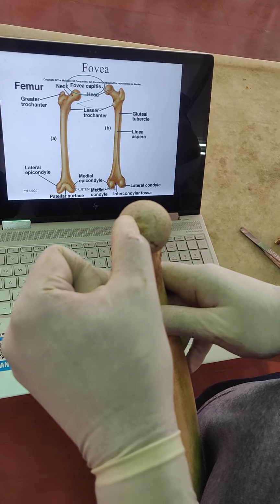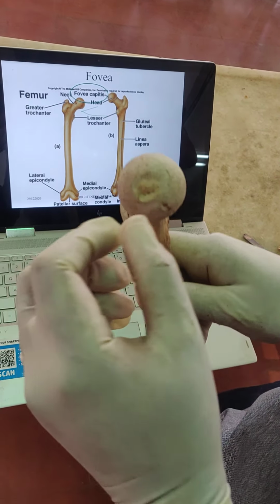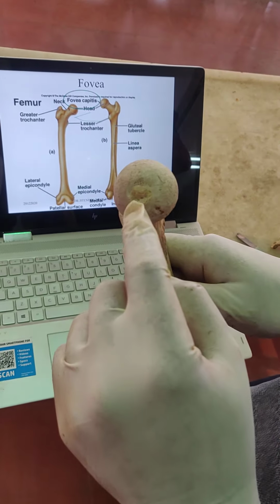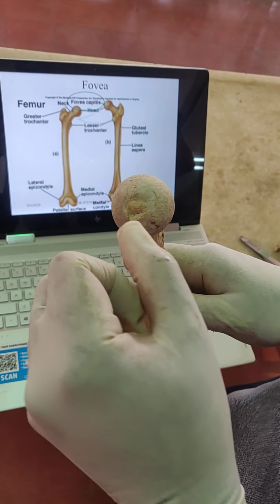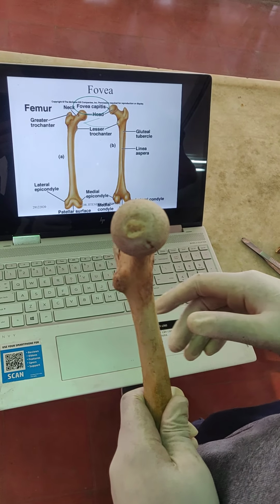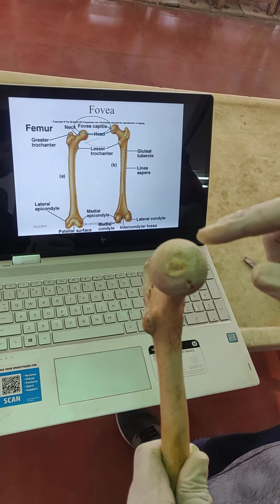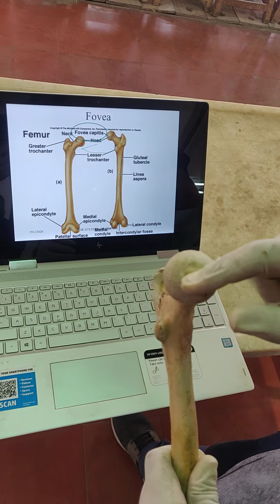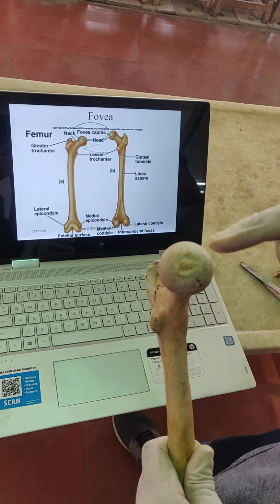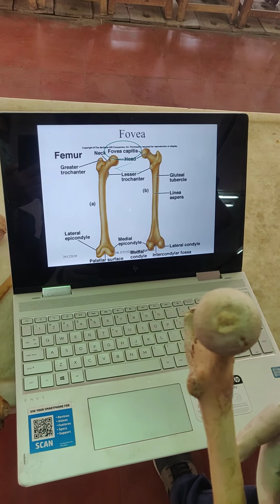Inside the head of the femur there is a depressed area called the fovea. You can see here there is a ligament attached, the ligamentum teres. So this is the attachment of the ligamentum teres femoris. In different places, different names are given.